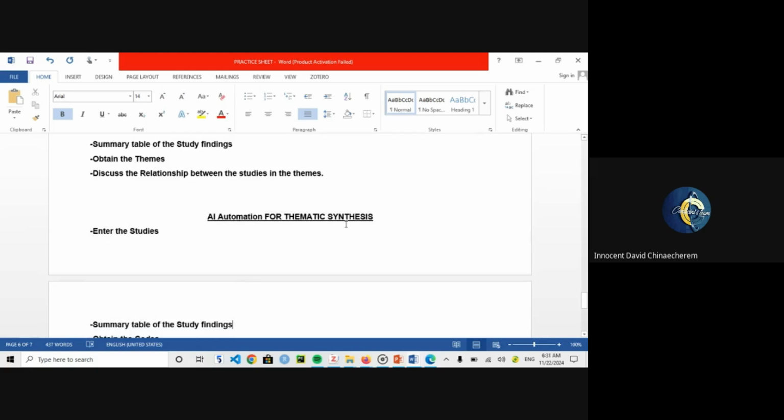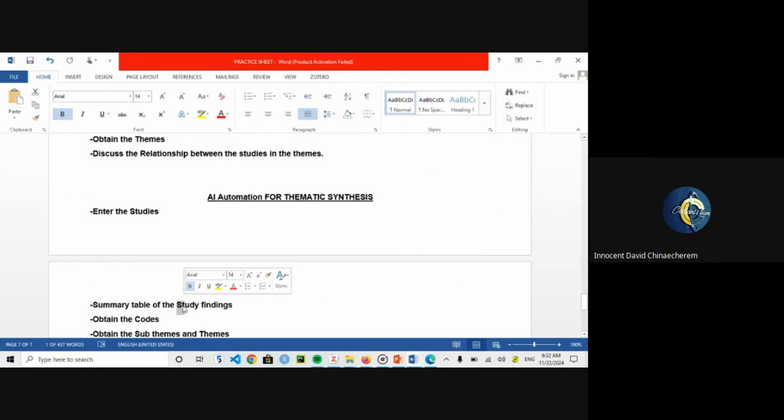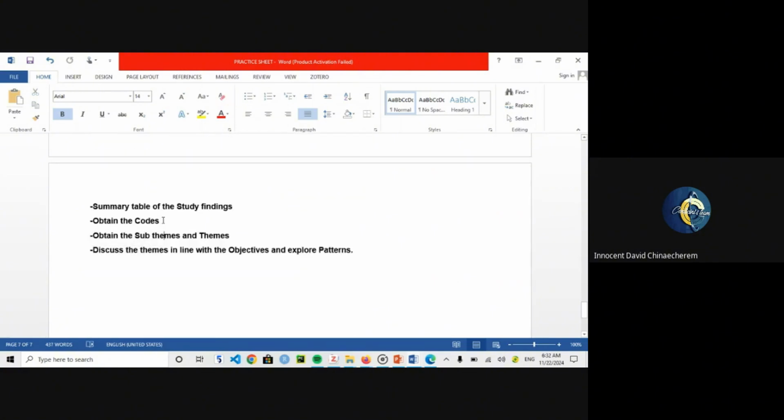Contrary to the thematic synthesis, we enter the studies, we enter the summary table of the study findings. We will have a table regardless. Then we obtain the codes across these studies. Then we obtain the sub-themes and themes. Then we discuss the themes in line with the objective and explore patterns. So these are all the things we need to do.